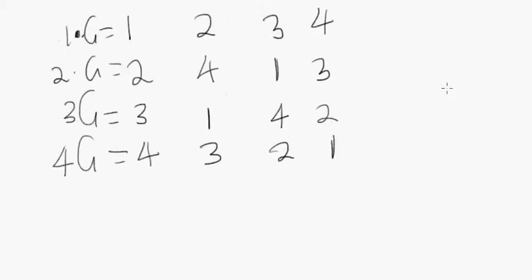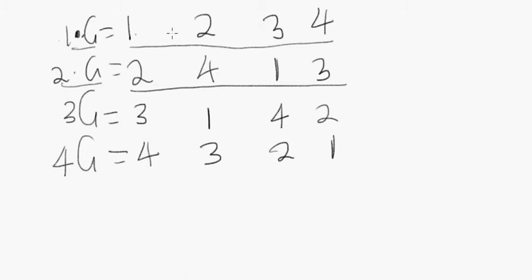So over here we notice something strange. When you look at 1G, we actually get the exact set back: 1, 2, 3, 4. We have the group back. If we look at 2G, we get 2, 4, 1, 3. It's still the set 1, 2, 3, 4, but the only difference is that now the order has been switched.